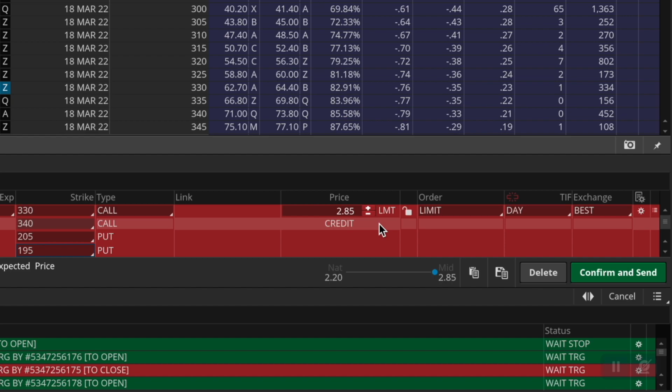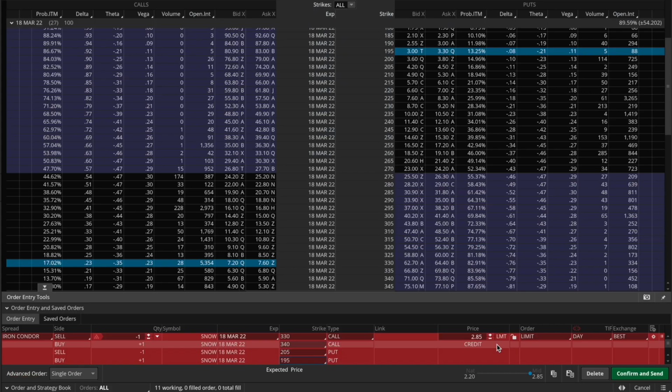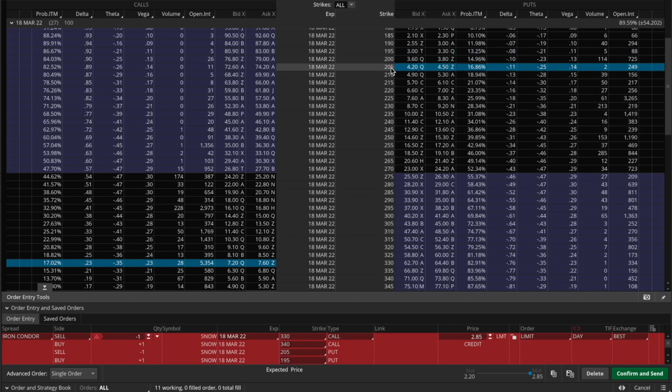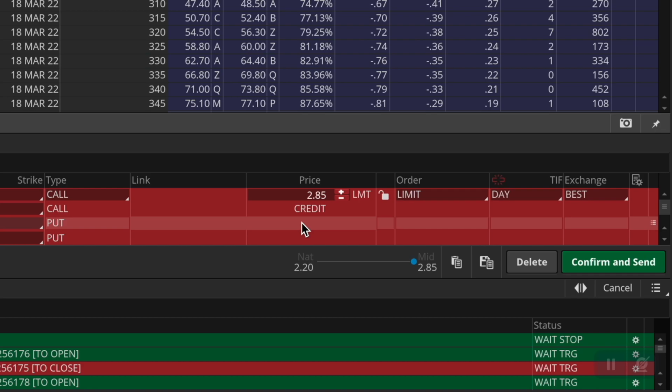Specifically, I want it to be within my 2 short strikes. So essentially, by the expiration date, I want Snowflake to be under $330 per share. This is my short call strike, right? And also above $205 per share. This is my short put strike. So anywhere within this range here by the expiration date, that's what I want. And in that case, if that happens, I'll get to walk away and keep the full $285 in premium.